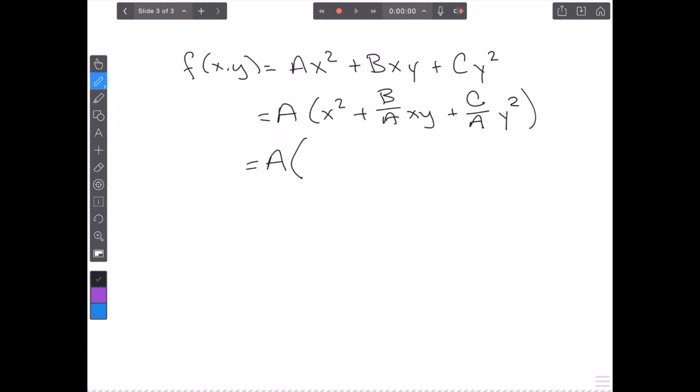And so the inside here we can actually rewrite as x plus b over 2a y, quantity squared, plus 4ac minus b squared over 4a squared times y squared.